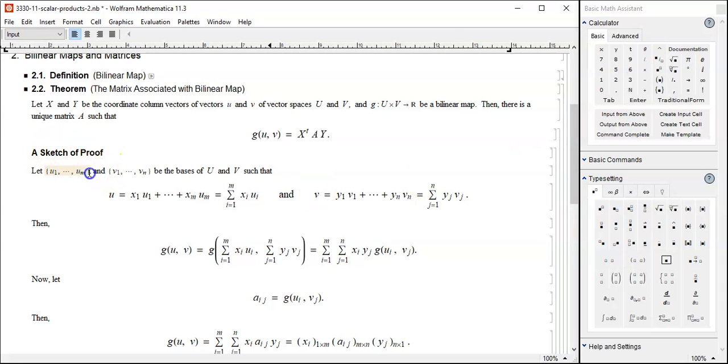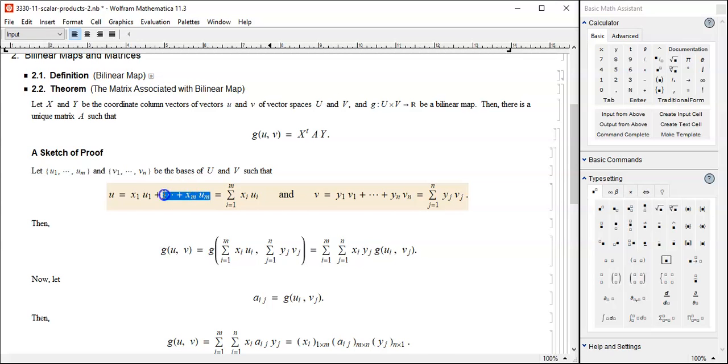Okay, let u1 through um and v1 through vn be bases of U and V respectively. So U is m-dimensional and V is n-dimensional, and we expect an m by n matrix here. For a given arbitrary vector u in capital U, u can be written as a linear combination of u1 through um, where x1, x2, all the way over to xm are the coordinates.